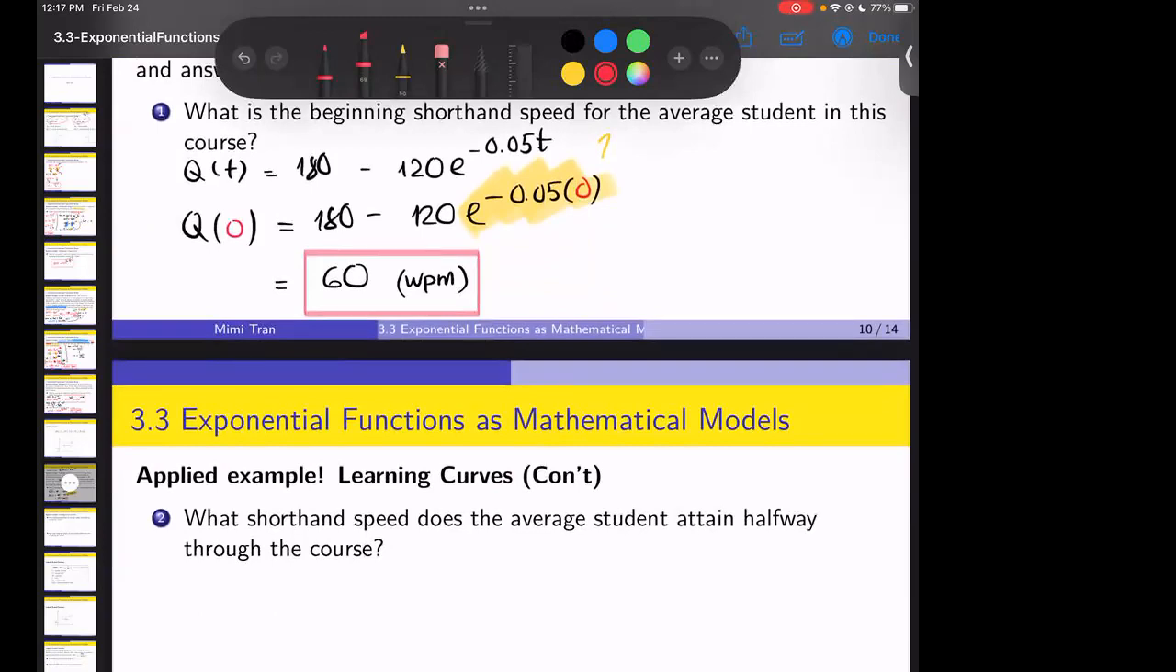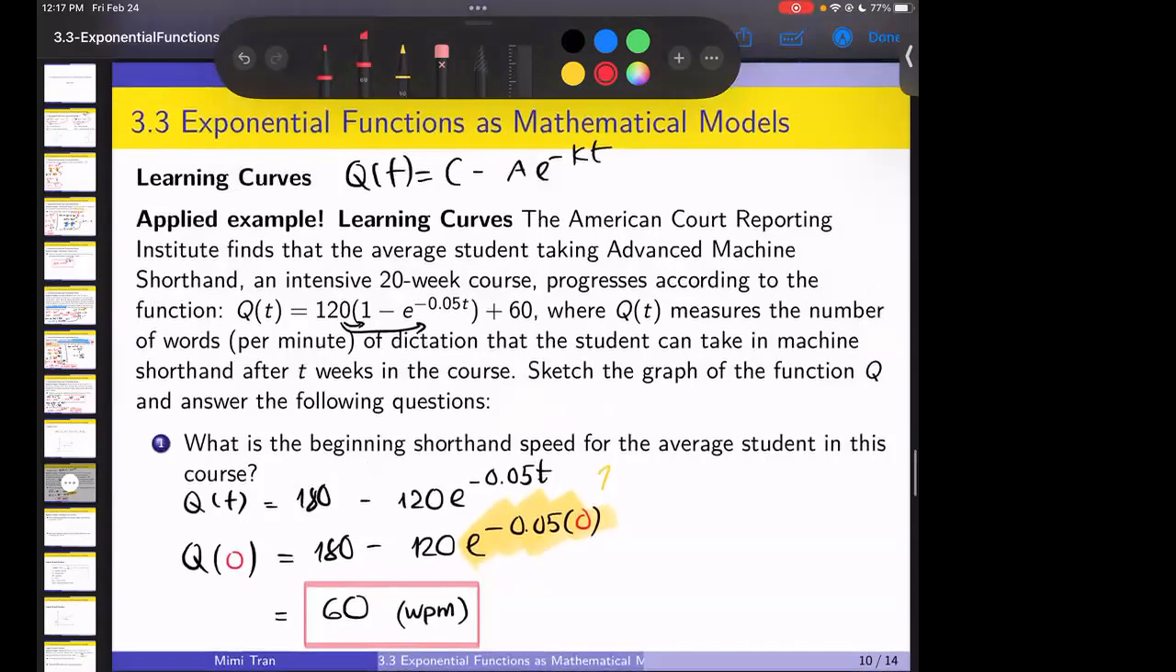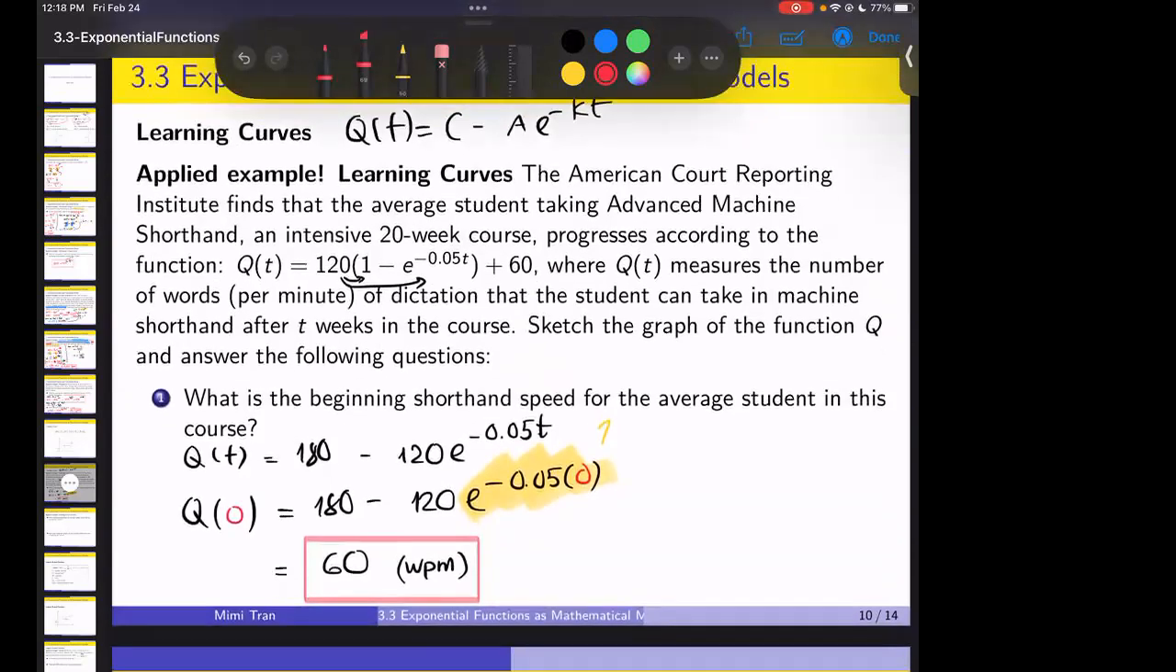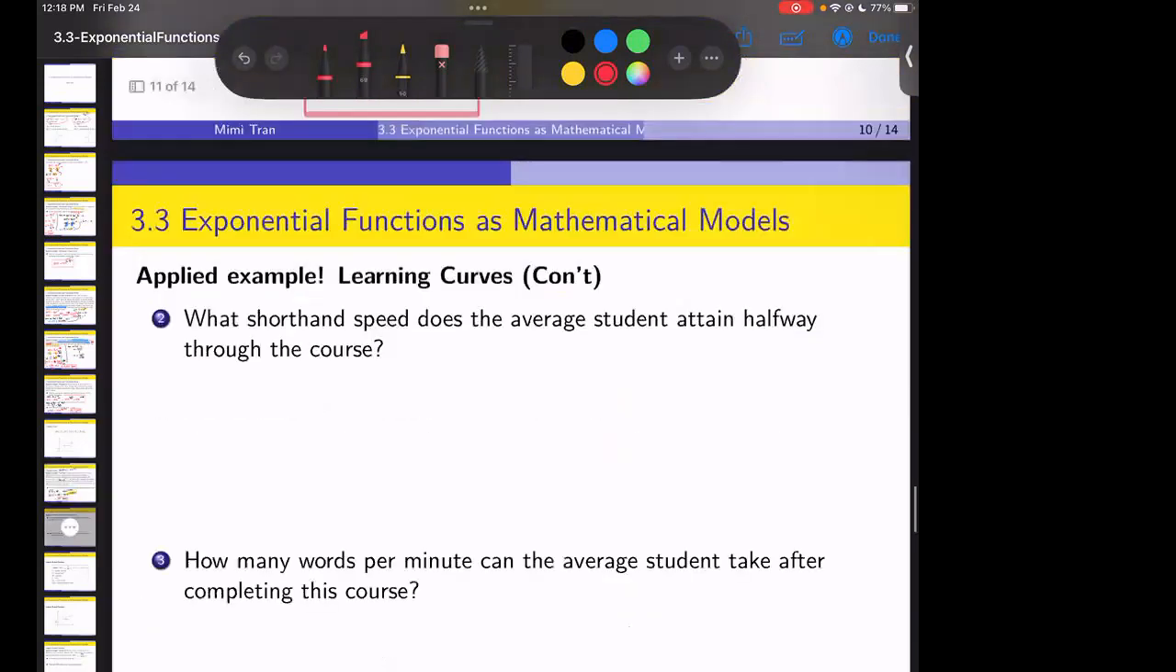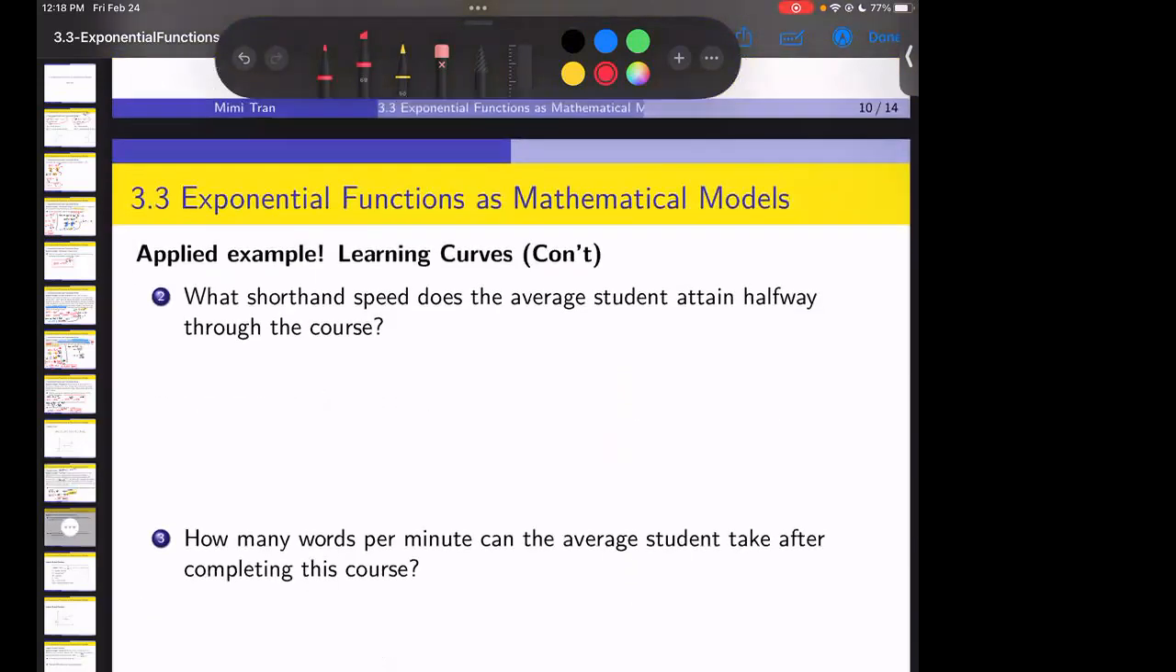What shorthand speed does the average student attain halfway through the course? Halfway through the course, so how many weeks are there? The course is 20 weeks, so halfway through the course would be 10 weeks. So all I have to do is plug in 10 for T. This seems to be a very easy problem.